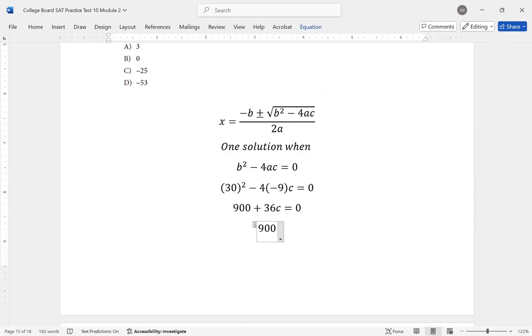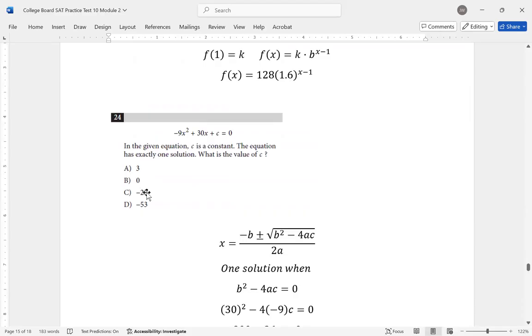So 900 is equal to -36c when I subtract 36c from both sides. And then when I divide 900 by -36, I end up getting a -25 as my c value. So -25 is the value of c that I want. So -25 is the correct answer. And that's option C. So option C, -25, is the answer to question 24.